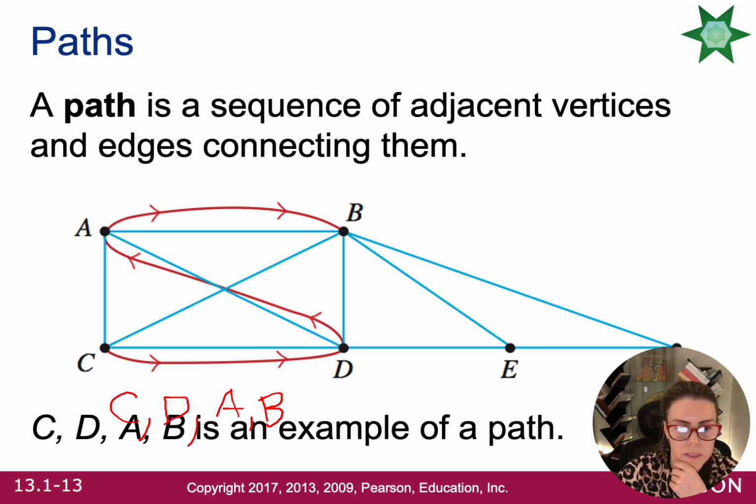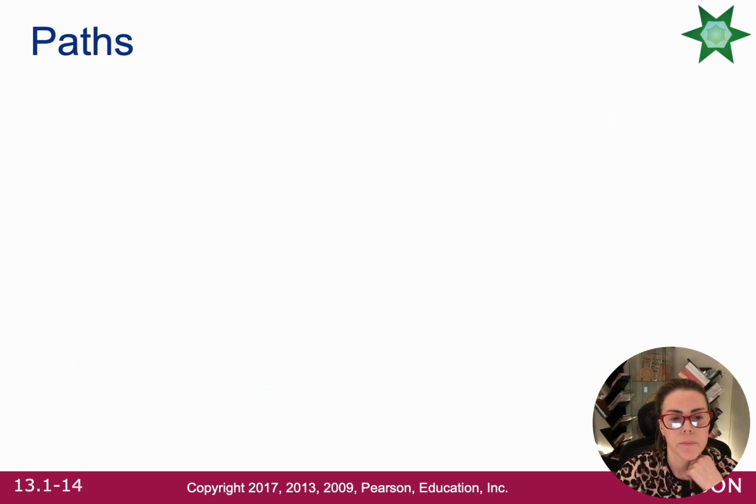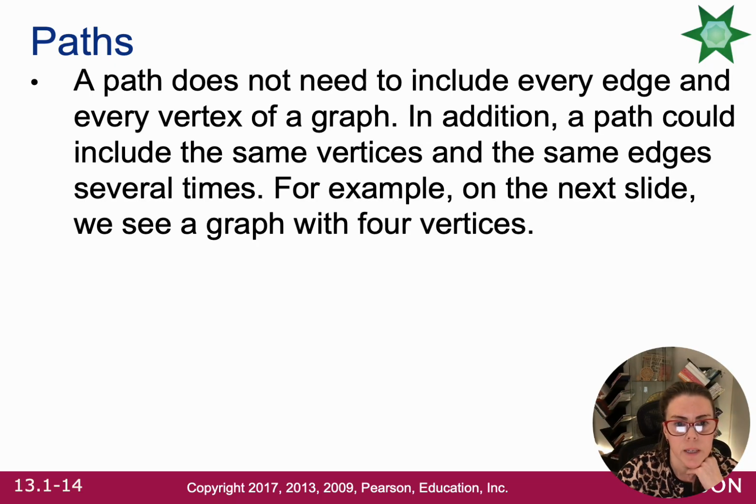Okay, so C, D, A, B, as it said there. Paths. More about them. A path does not need to include every edge and every vertex of a graph. In addition, a path could include the same vertices and the same edges several times.